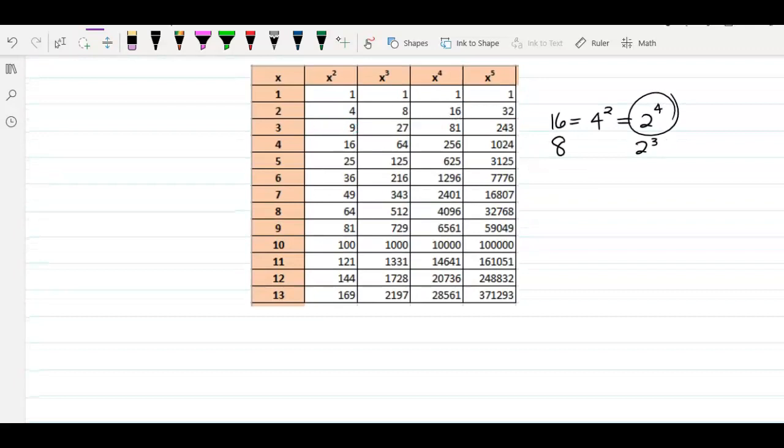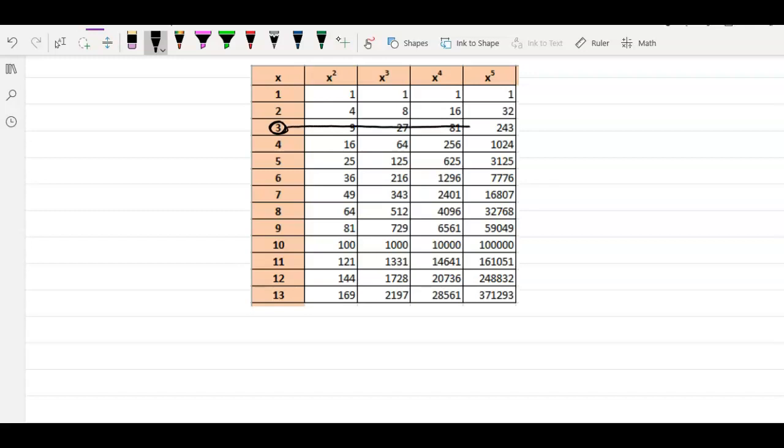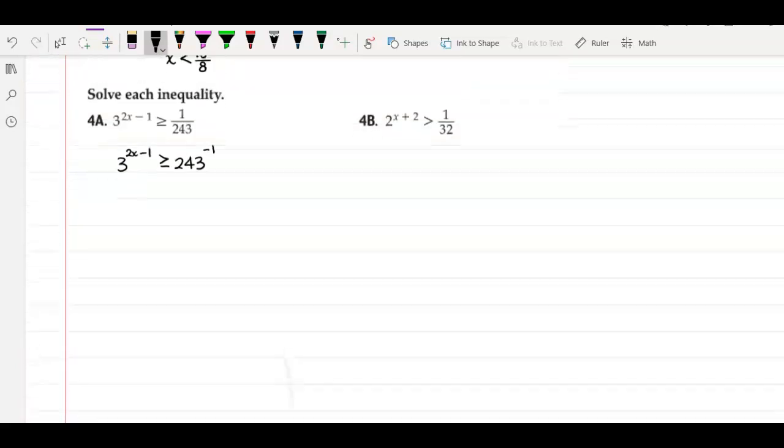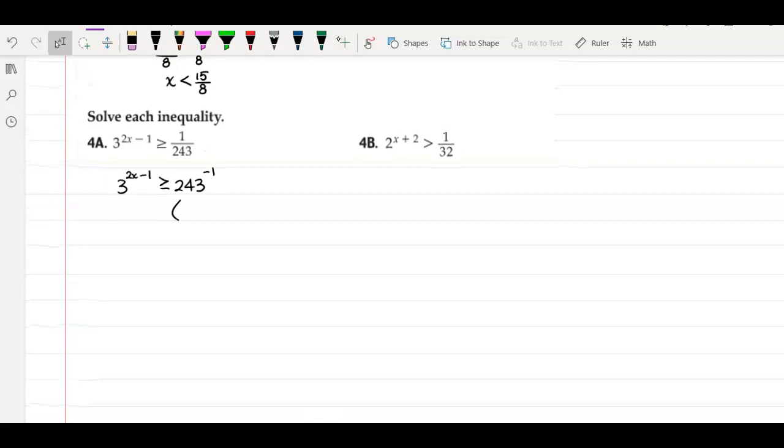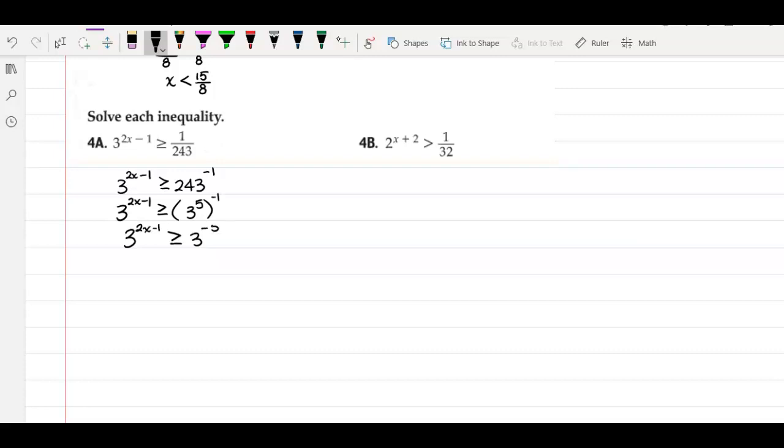Let's get rid of some of the work that we've done previously. Remember, I'm trying to express it as a power of 3. There we have it. 3 to the 5th is 243. So going back to the problem we're working on, 243 is just 3 to the 5th. Using the power to a power property, 3 to the 2x minus 1 is greater than 3 to the negative 5.